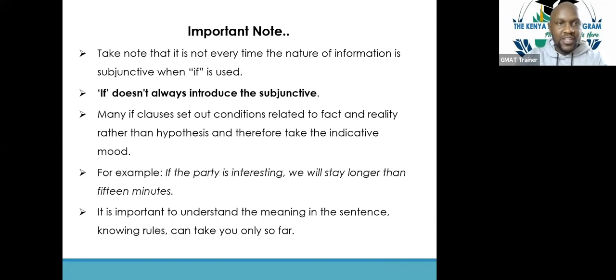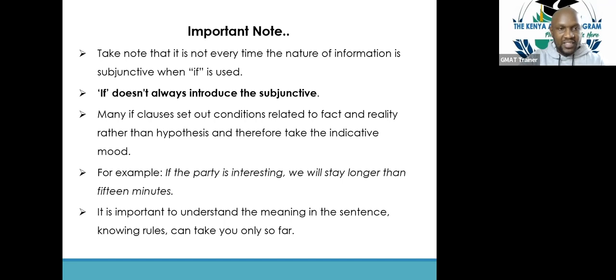It's important to note that it's not every time that a conditional sentence is a subjunctive. Take the case where if is used, for example. That indicates that if doesn't always introduce the subjunctive. Many if clauses set out conditions related to fact and reality rather than hypothesis, and therefore take the indicative mood. So for example, if the party is interesting, we will stay longer than 15 minutes. So that's not a hypothetical condition. Of course, there's a condition in there, but it's not a subjunctive. So not all conditions are subjunctives, basically.